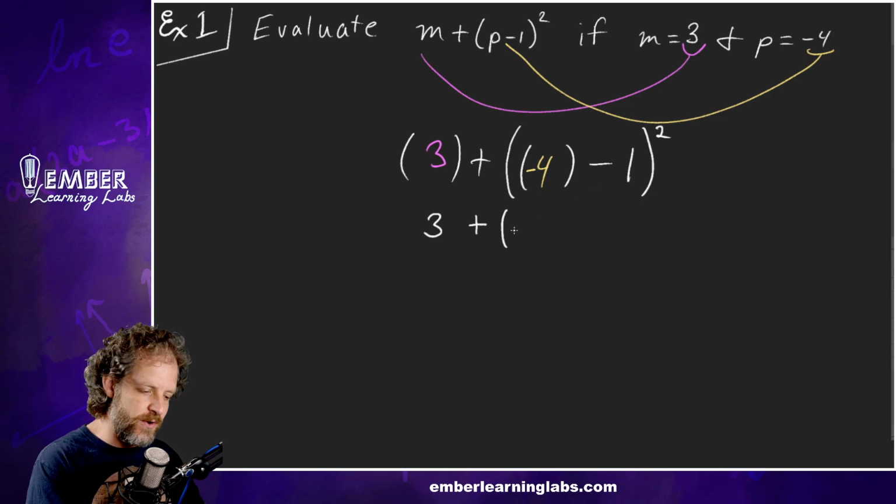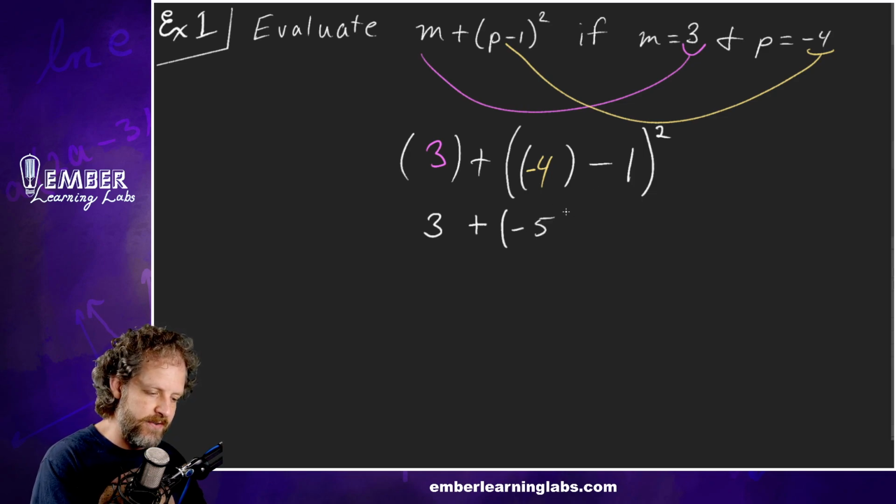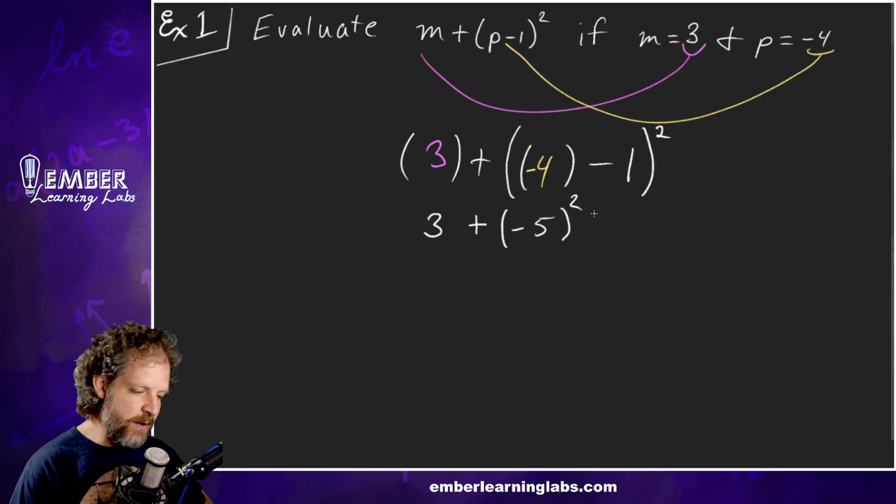-4 plus -1 is -5. We got to make sure and bring that parentheses and the squared down. So we dealt with what's inside the parentheses. We're going to deal with the exponents next.